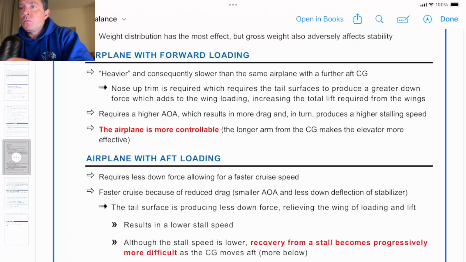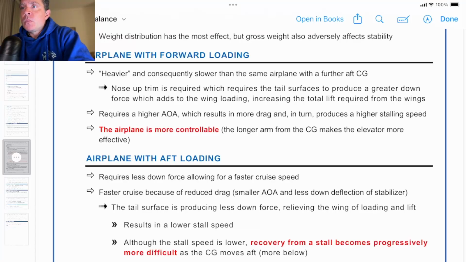All right. So forward loading requires a lot more nose up trim, and therefore puts a greater load on the wings. It increases the total lift required. It requires a higher angle of attack, which results in more drag and in turn produces a higher stalling speed. The airplane is more controllable. The longer arm from the CG makes the elevator more effective.